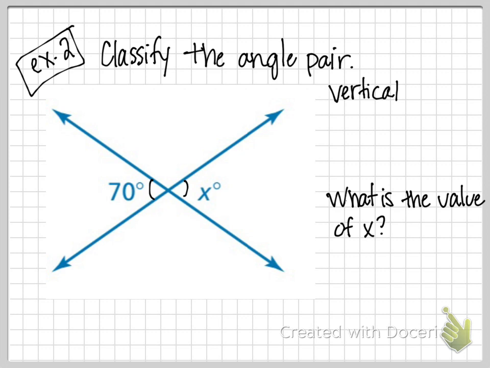What's the value of X based on what we know about vertical angles? What does X equal, Kellen? 70 degrees. Good. X also equals 70 degrees because vertical angles are congruent. So if we know that this is 70 degrees, we know that the vertical angle across from it is also 70 degrees. Equal, the same. That's just what you use in geometry, congruent.